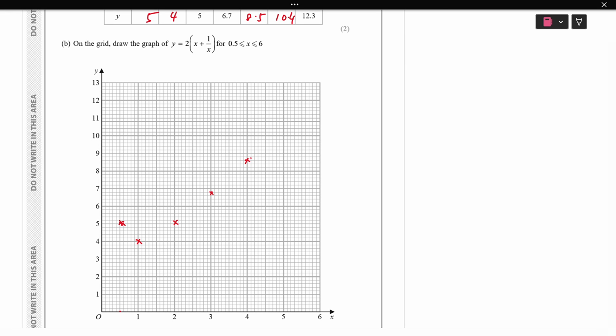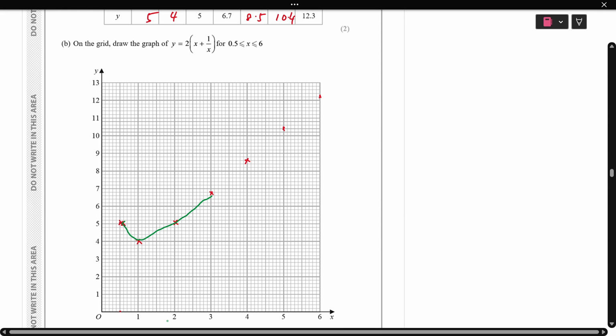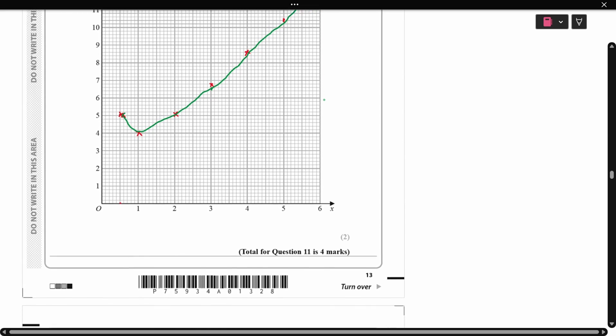Next, 5 and 10.4. Okay, next 6 and 12.3. 6 and 12.3 here. Okay, so we need to draw a curve. Just draw a curve. It should not be a straight line, it should be a freehand curve.